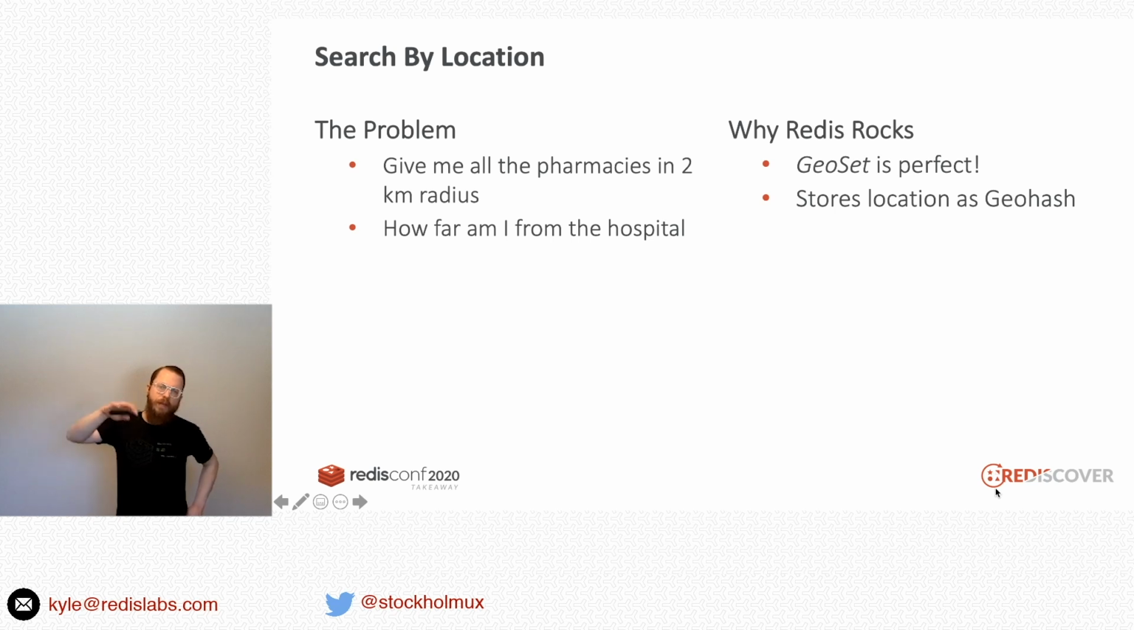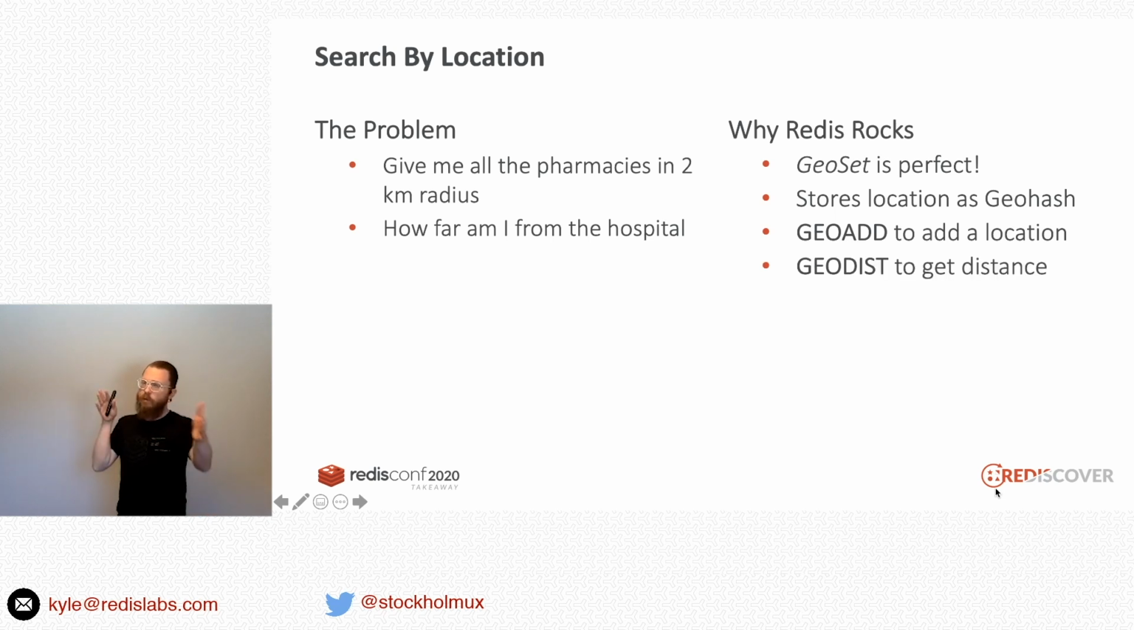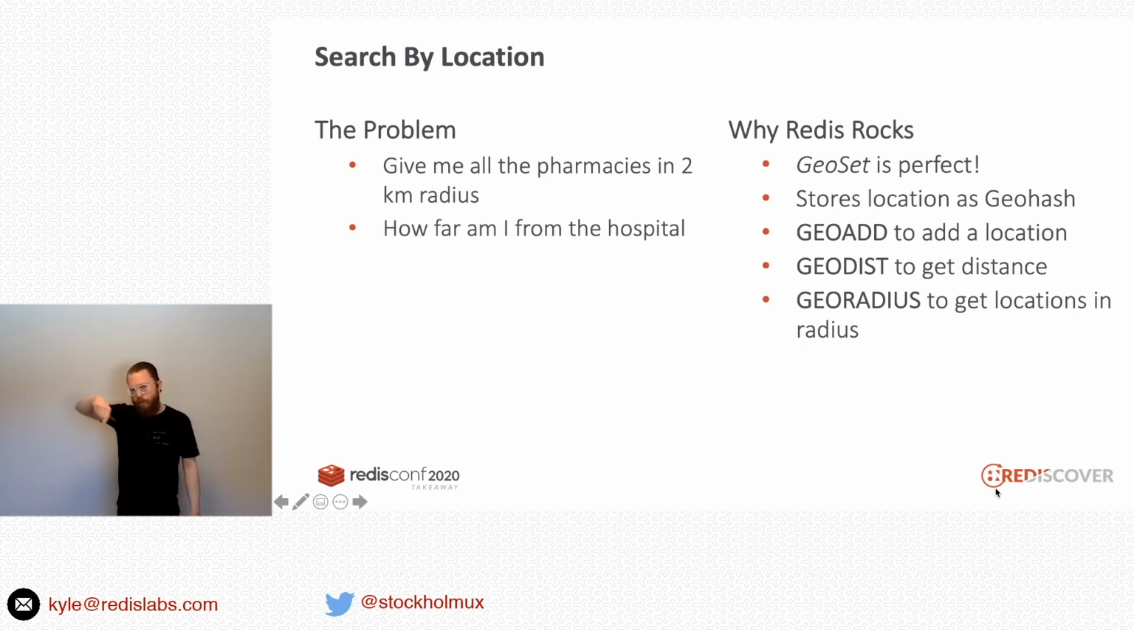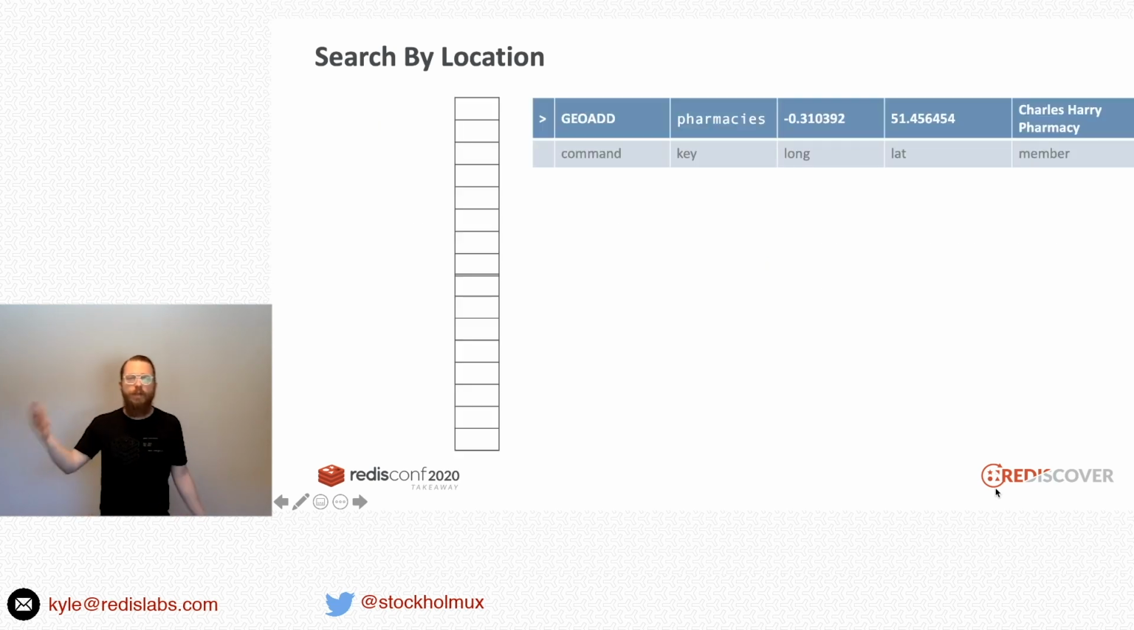So we actually use a thing called a geoset, which is a derivative of a sorted set. We'll get into that in a moment. And it uses a thing called a geohash to store that in the score, right? We'll see that in a moment and how that plays out. We'll use GEOADD to add a location to the geoset, and then we'll use GEODIST to get the distance between two, and then GEORADIUS to get locations in a given radius. So we specify a longitude and latitude, and then a radius, and it'll give us all the locations in the middle. Okay, so let's look how this works.